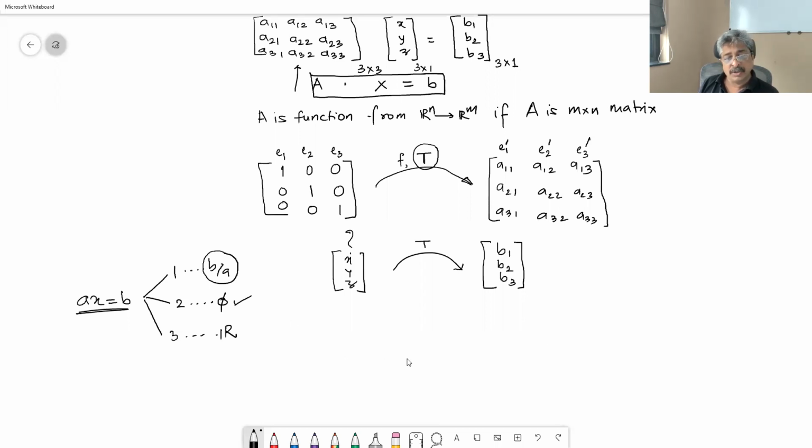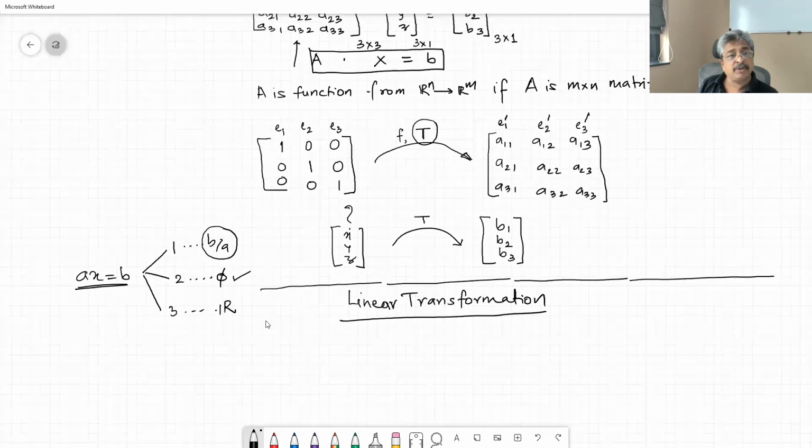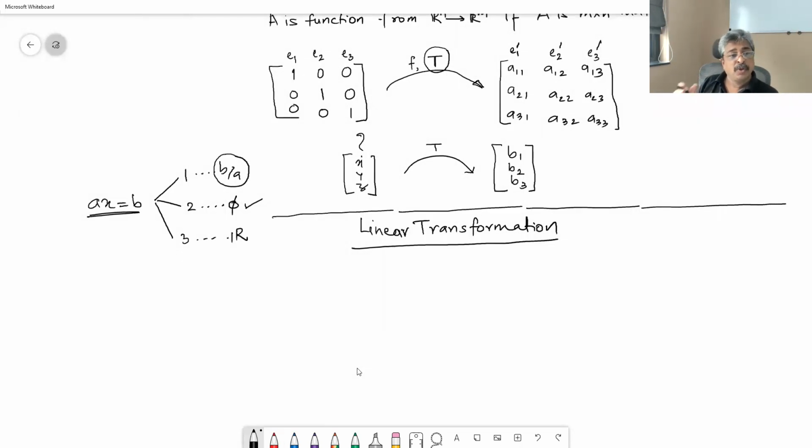However, let me just explain what we mean by the word transformation which I have used here. In this theory of matrices, it is linear transformation. So linear transformation means what? Let me try to explain first, because we use it while developing the theory, so we need to understand that.